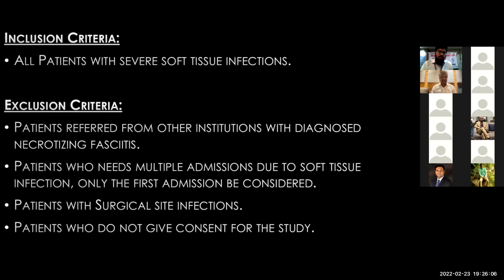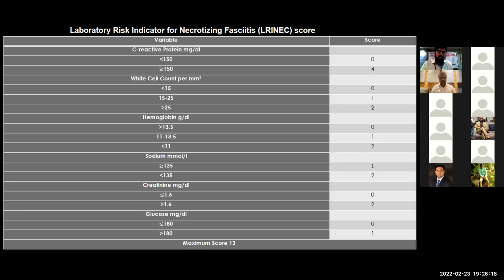The exclusion criteria were patients referred from other institutes with already diagnosed necrotizing fasciitis, patients who needed multiple admissions following the initial diagnosis of necrotizing fasciitis, patients with surgical site infections, and patients who did not give consent for the study. This is the Laboratory Risk Indicator for Necrotizing Fasciitis, which shows 6 components.